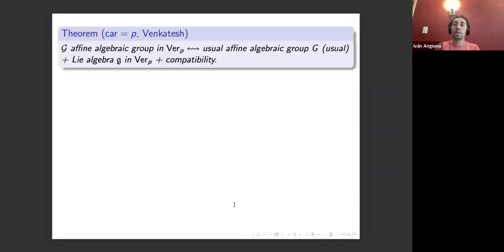Okay, I talk about Lie algebras in a symmetric tensor category because there is a paper by Venkatesh, which characterizes what an algebraic group in Ver p is. And this is an usual affine algebraic group, plus a Lie algebra in the Verlinde category, and a compatibility.